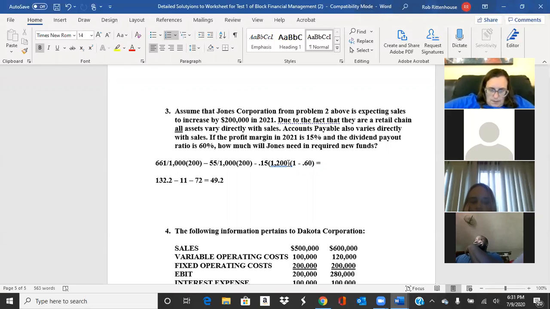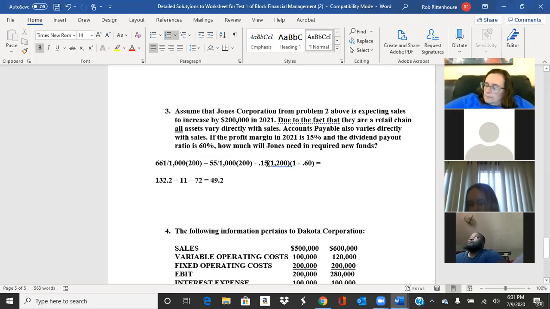Then to get the increase in retained earnings, though, because not all of that income is going to be retained within the company, we then have to multiply that by 1 minus the dividend payout ratio, in this case 60%. So if 60% of the earnings are being paid out in dividends, then 1 minus 60%, or 40% of those earnings are being retained in the company.